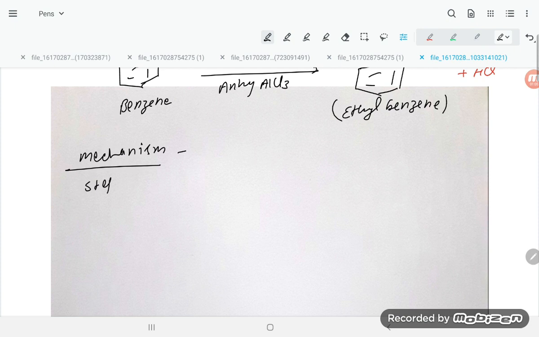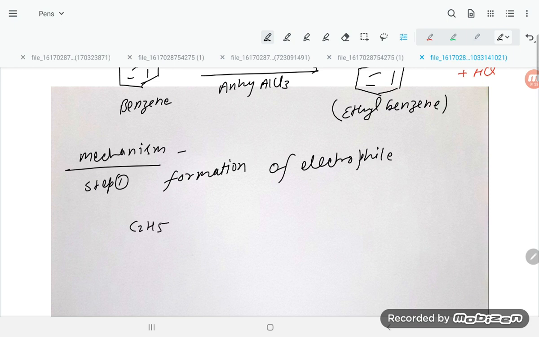Now we are going to understand step number 1. Step number 1 is the formation of electrophile. This is the electrophile. How is the electrophile getting formed? Here we are having C2H5 and Cl. C2H5 you can better write in the expanded version; in the condensed formula it is CH3, CH2 and Cl.